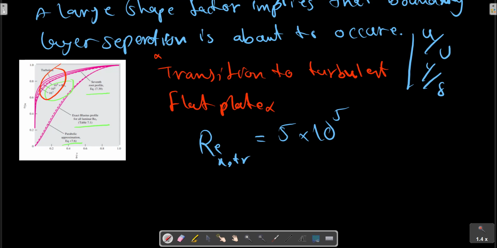However, for typical commercial surfaces and free stream velocity air is valuable, but there is another condition also for the transition Reynolds number, that is 3.